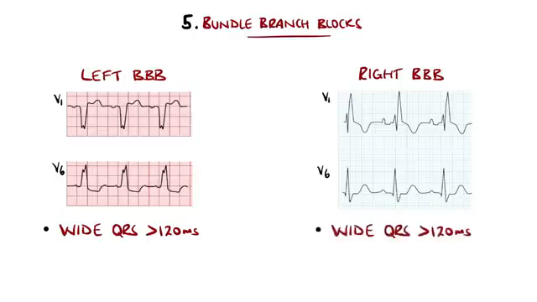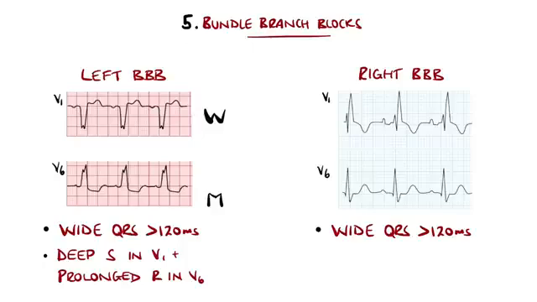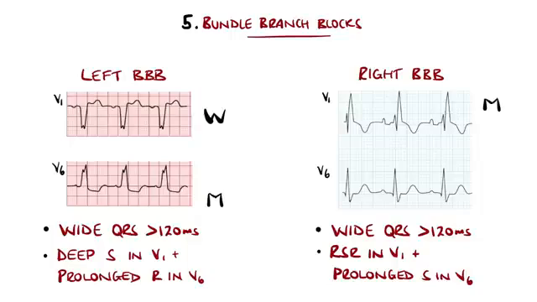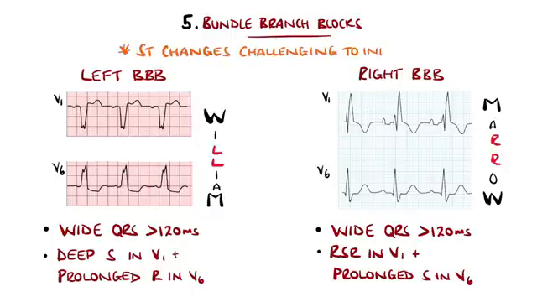Left bundle branch blocks feature a deep S wave in V1 and prolonged R wave in V6, giving a W and M shape respectively, while right bundle branch blocks have an RS-R wave pattern in V1 and prolonged S wave in V6, giving M and W shapes respectively. An easy way to remember this is with the mnemonic William Marrow. Also remember that the ST segment is affected in bundle branch blocks, and so interpreting ST changes is challenging and needs specific criteria.